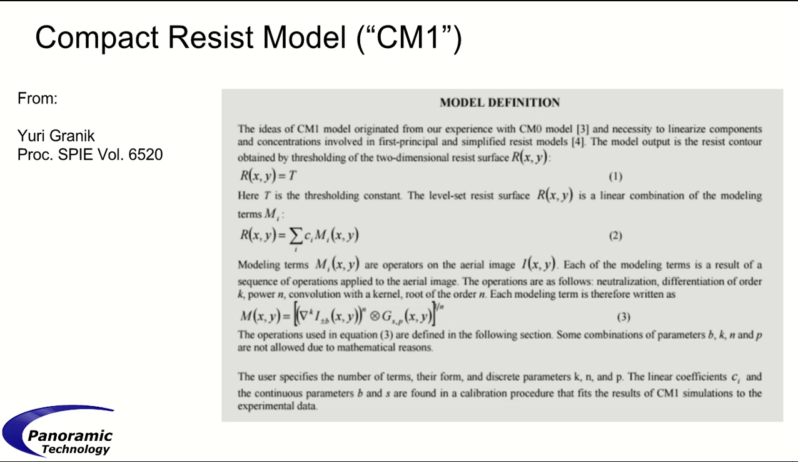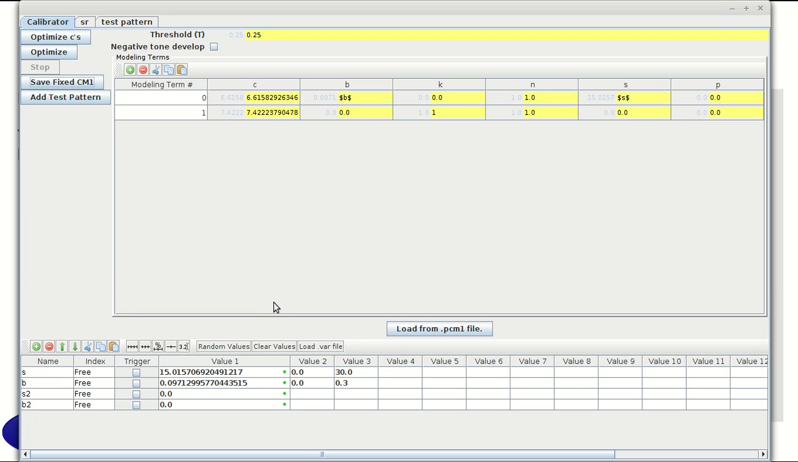And it turns out that this model is a nice fit for our full chip because it's fast, and it lends itself nicely to contour-based resist calibration. So I will demonstrate how our contour-based resist calibration works.